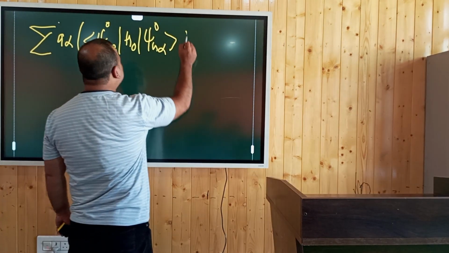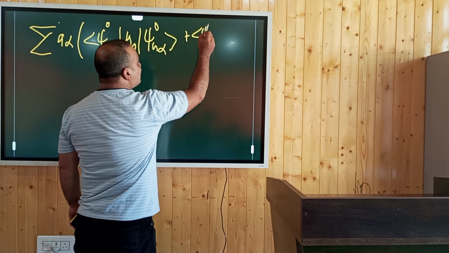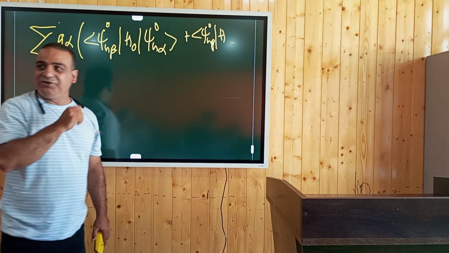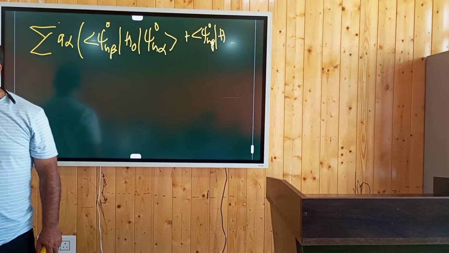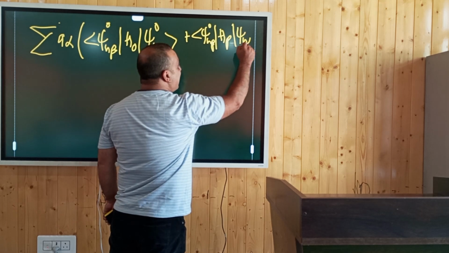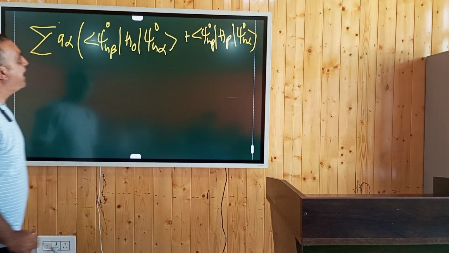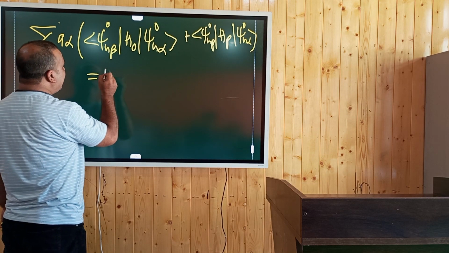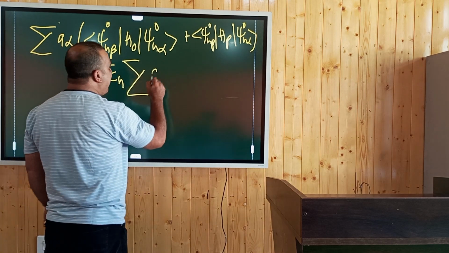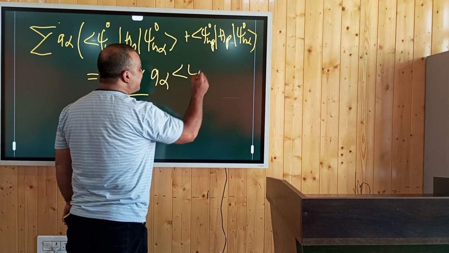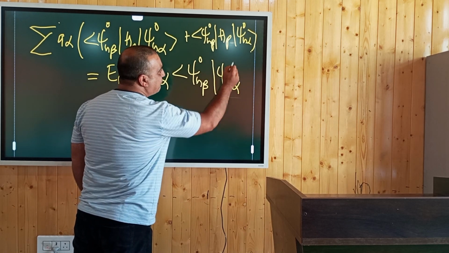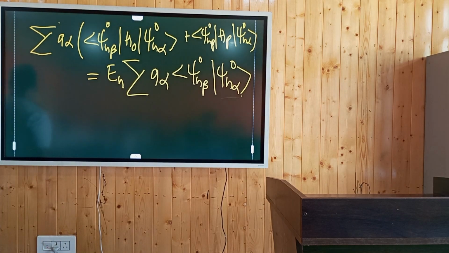The second term is ψ_β⁰. You see your perturbation is falling in the framework of unperturbed eigenstates. So this is H_P and ψ_α⁰. Okay, is this clear? Yes. Now this is equal to, okay, you have E_n and then you have the sum, A_α. Now you will have ψ_β⁰ and ψ_α⁰. Is this clear up to this point?